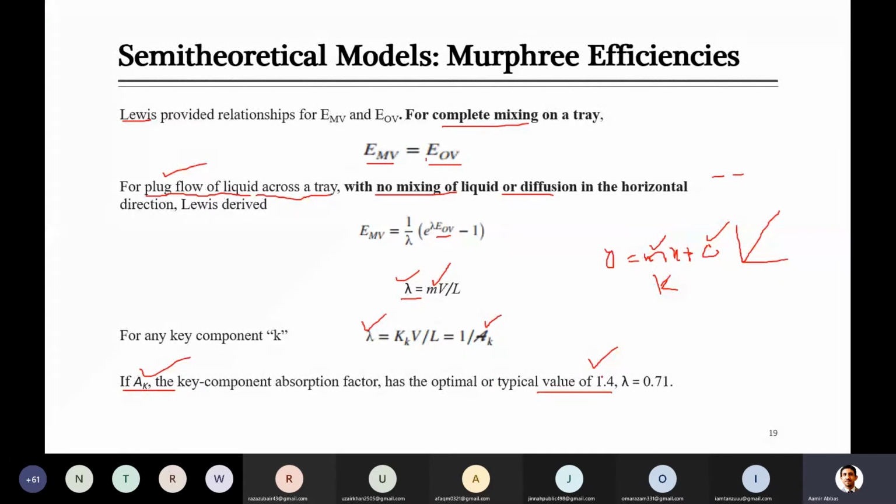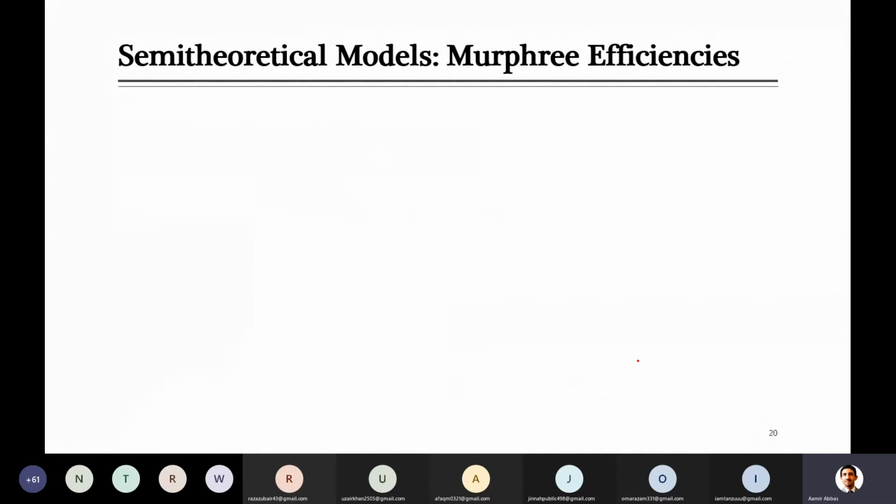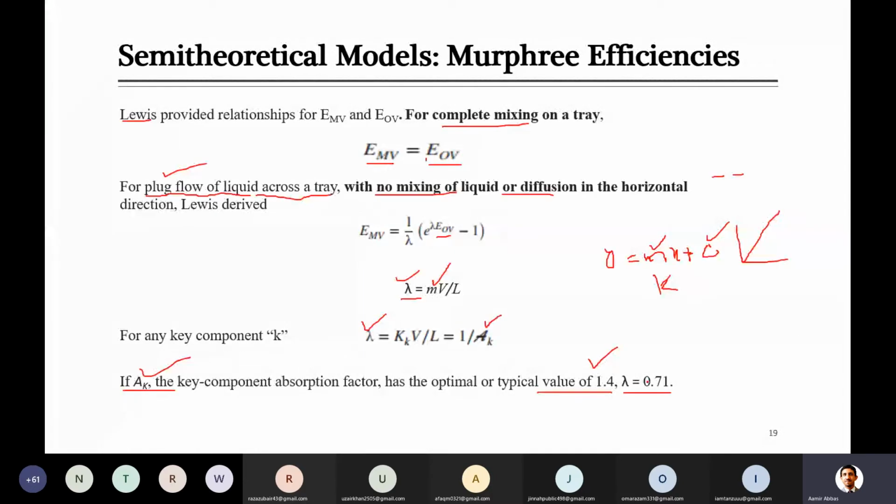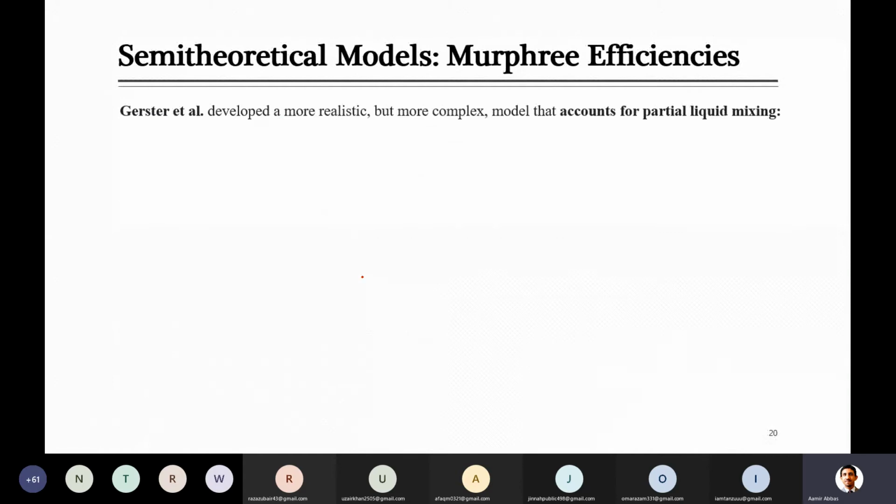In that case, if you put 1.4 for the absorption factor in this equation, you will get gamma equal to 0.7. So you can say that for gamma, the optimum value is 0.7, or less than 1, because if you keep increasing the value of A above 1.4, gamma will definitely decrease. So a value of either 0.7 or less than this will be good for good absorption.